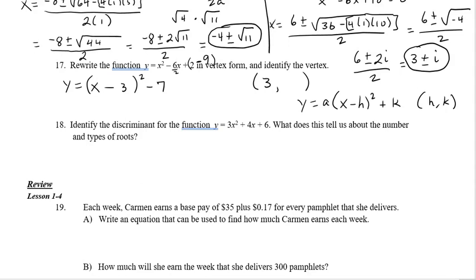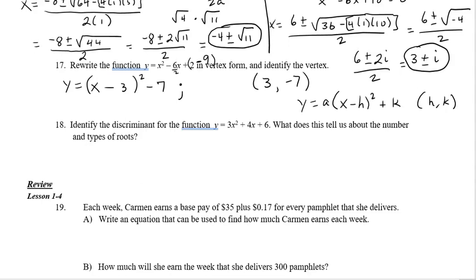And so the answer in vertex form is here. Then identify the vertex. Well, we already had the x-coordinate, and now we know the y, so there's the vertex. I'm going to ask you a similar problem on the test. You should be able to take standard form and change it to vertex form.